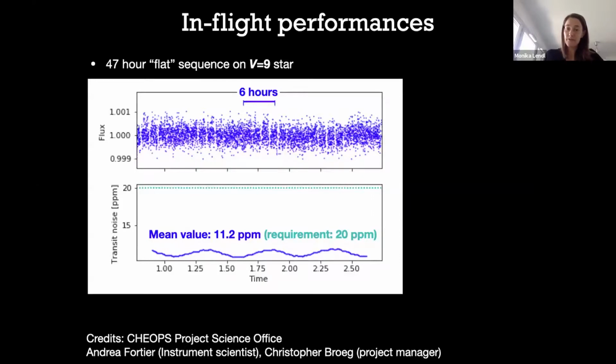And soon after, we of course started to test the telescope. One of the first and most important tests was to do a nearly 2-day consecutive sequence on a bright star. This here is simply a stable 9th magnitude star. You see indicated here the 6 hours over which we expected to reach a precision of 20 parts per million. We reached 11.2 parts per million. So we've not only reached the instrument goal, but we've actually exceeded it by a large margin.